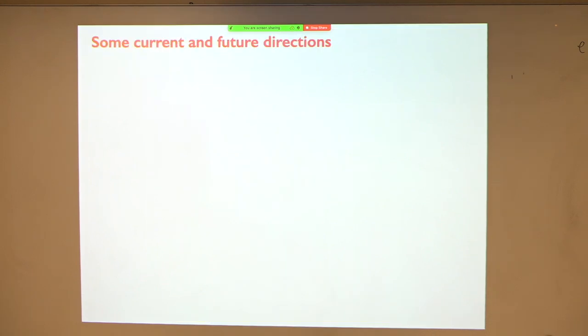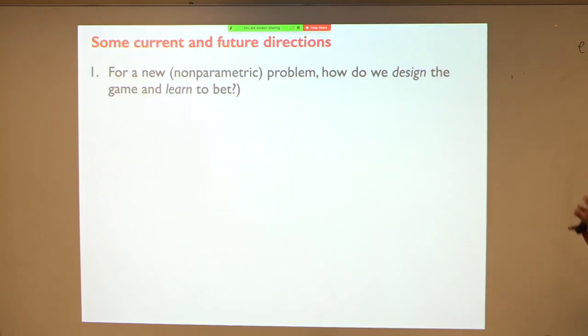If you're interested, here are some current and future directions. For a completely new non-parametric problem that I throw at you that you've never seen before, how do you design the game? Remember, I told you that the game design is not unique. In fact, for independence testing, I have 2 different games, one in the original filtration, one which throws away data. Similarly for exchangeability, and similarly for the lady tasting coffee in the first lecture, we have many games. So for a new problem, how do we design the right game, and how do we learn how to bet in that game? Can I make this more systematic? Right now it's halfway between a science and an art.